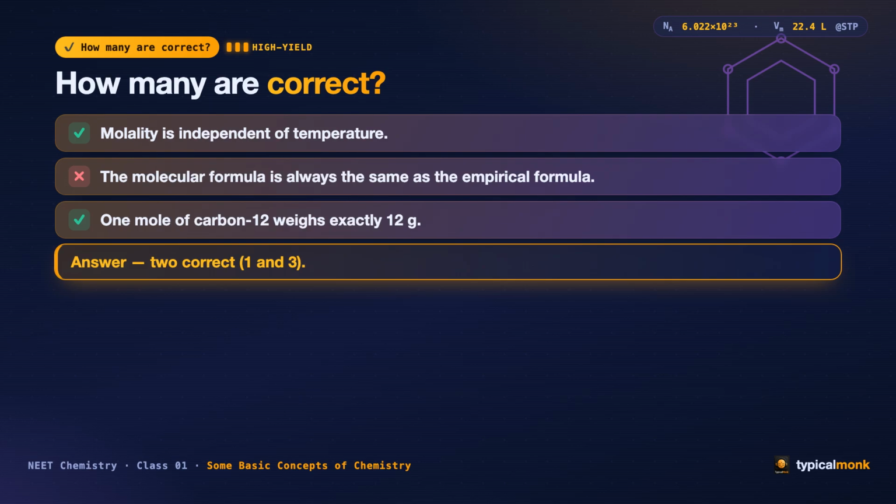But the second one falls. The molecular formula is n times the empirical, and n is only sometimes 1. Glucose, with n equal to 6, is the counterexample you should carry into the exam hall.